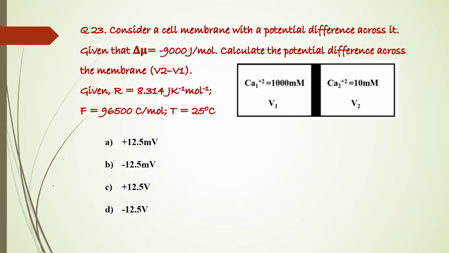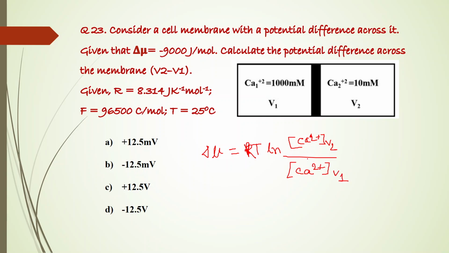So what equation do we need to consider for it? Let me write it down. We have to use delta mu equals RT ln. Suppose we are talking here about calcium 2 plus ion. Okay. Calcium 2 plus ion at V2 divided by calcium 2 plus ion at V1.